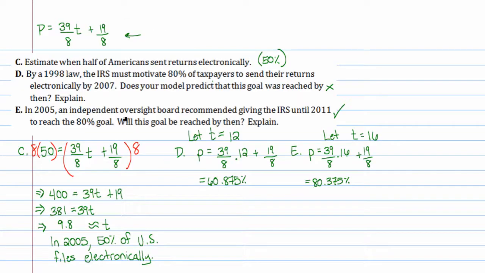Next group of questions. Yes, I'm a big fan of big groups of questions. I really want to squeeze as much as we can out of this problem. So far we've done a little interpolation, we've done a little extrapolation. In fact, t equals 12 sort of is outside our data range, to be honest with you, but it's only slightly extrapolation. But t equals 16 is extrapolation. And when we found the year in which 50% of the U.S. filed electronically, that's interpolation, essentially.